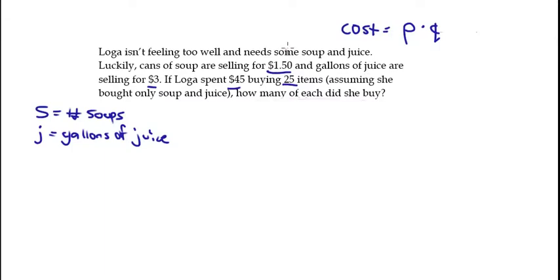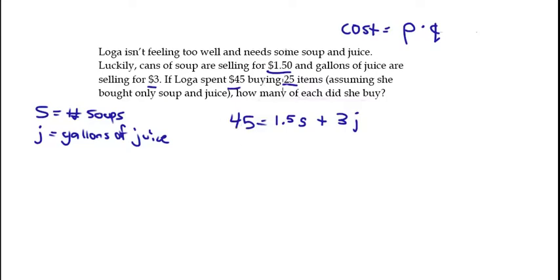So with this, let's try and use the same thing. We know the total cost that she spent. Loga spent $45 just on soup and juice. So let's figure out what the cost of each of those items is. For the soup, we don't have an actual number for the quantity; that's what we're solving for. So the price of soup is $1.50, and the quantity is S. We don't know it, but we're going to solve for it. So 1.5S. Plus, and then what's the same thing for gallons of juice? We know the price is $3, times the quantity, represented by J. Okay, halfway there, we have half an equation. What's the other equation?